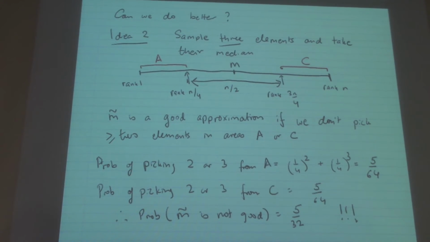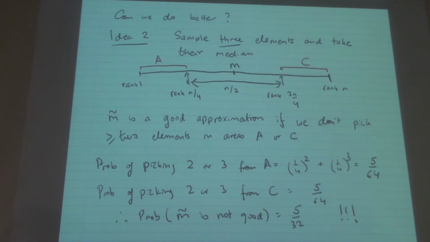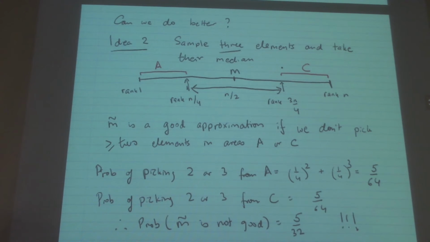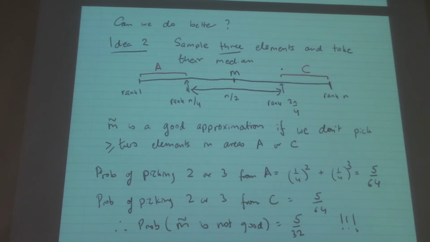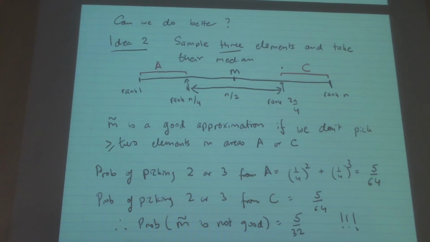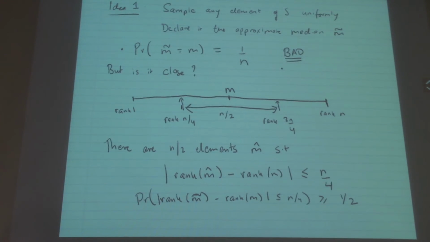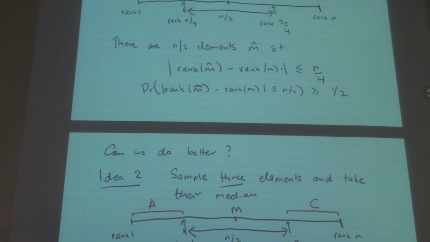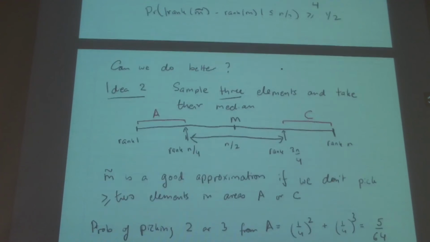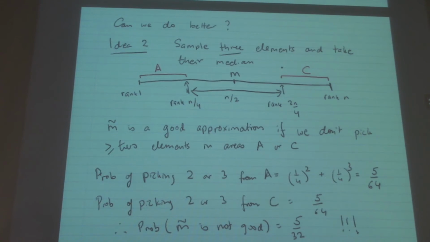Idea 2. Why take 1 when you can take 3? Here's my new algorithm. Take 3 elements. Why 3? Because I want to take the middle one. We don't want to rest on our laurels. We don't want to be happy with this somewhat not-that-great bound that none of you seem very enthusiastic about, even though I am. So we want to do better, because I have a demanding audience here. So we'll take 3 elements and take their median. Okay?